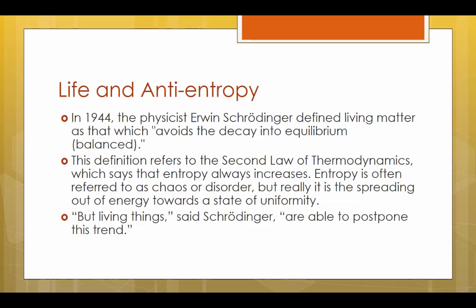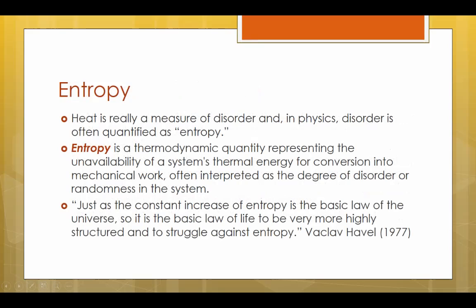This definition is really looking at the second law of thermodynamics, which says that entropy always increases. Entropy is often referred to as chaos or disorder, but in reality, it's simply the spreading out of energy towards a state of uniformity. And so Schrödinger says living things are able to postpone this trend. So, how do we do it? Well, it turns out you do it by eating, by sleeping, all those things we talk about that help you to grow and develop.